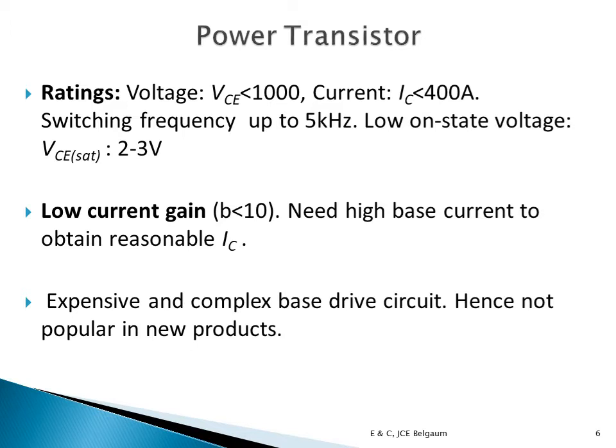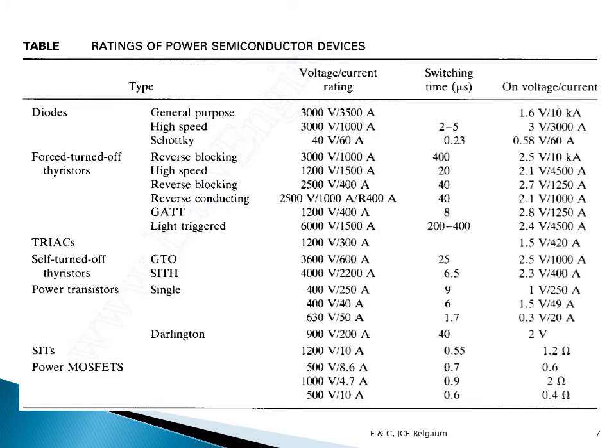In new products, new devices and new thyristors have come out, and they are more reasonable, less complex and less costly to use. So this is basically the table that I wanted you also to generate at your end. What you can do is make columns, write the names of the devices on the left-hand side, the general type, and the different types within that, like a diode will have three types, and what is the current and voltage rating, and also the switching time.